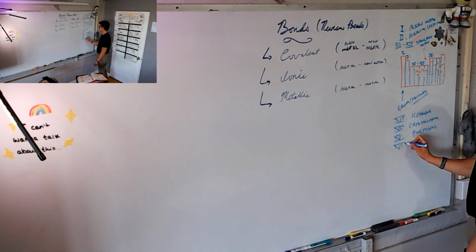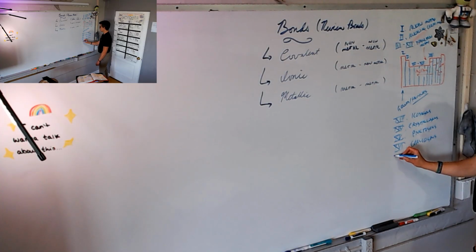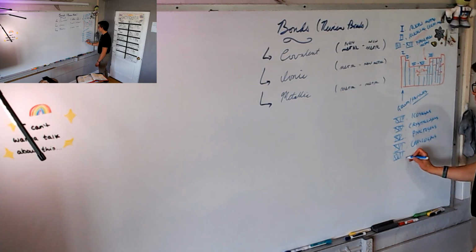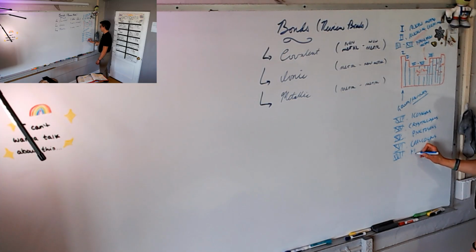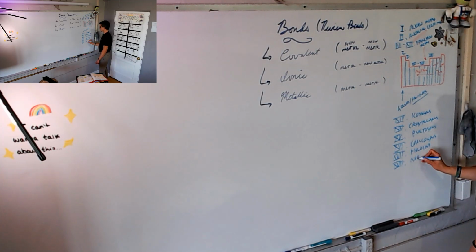Group 16 are very often called the chalcogens. Group 17 are almost exclusively called the halogens. And then group 18 are almost exclusively called the noble gases.